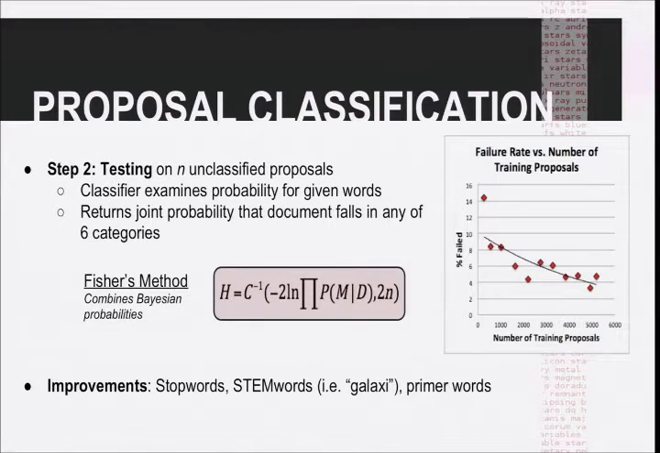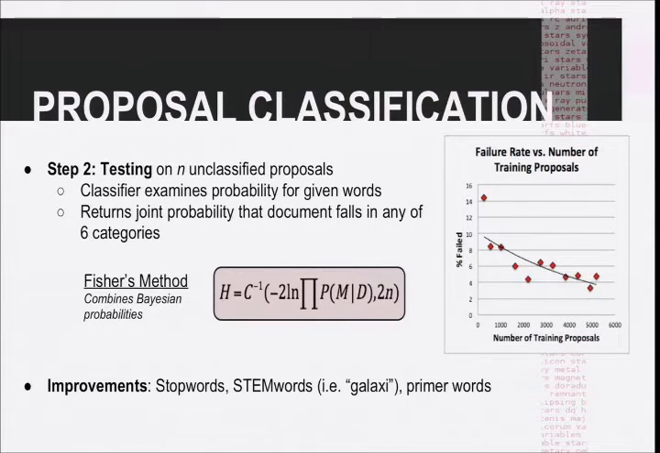The second step is testing on a number of unclassified proposals. Again, we break these proposals down into the bag of words, and then we combine the individual probabilities for each of those words into one overall probability for the document that it falls into any of the 6 science categories. We do that using Fisher's method, and we can actually make some improvements to this process.